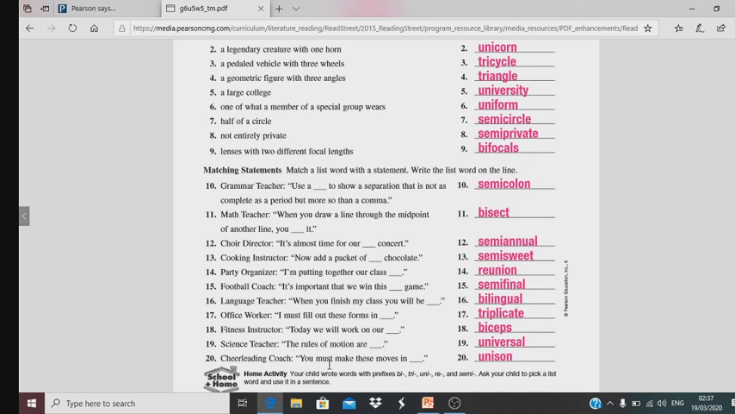Cheerleading coach: You must make these moves in harmony. You must make it in harmony. It means you must make it in unison.